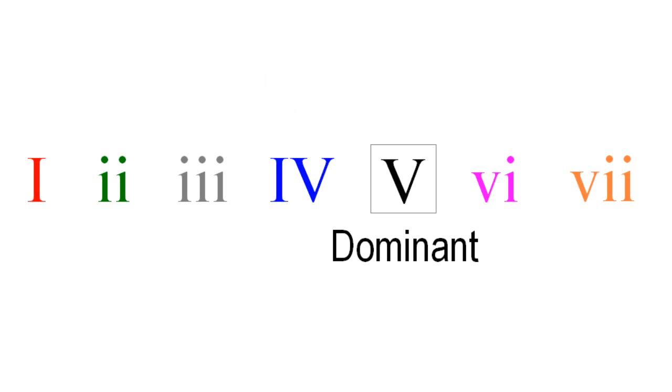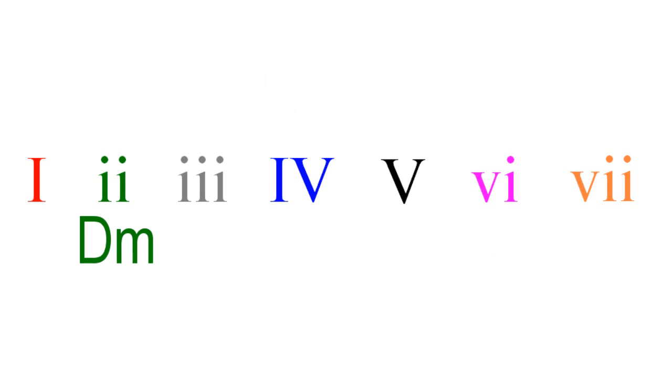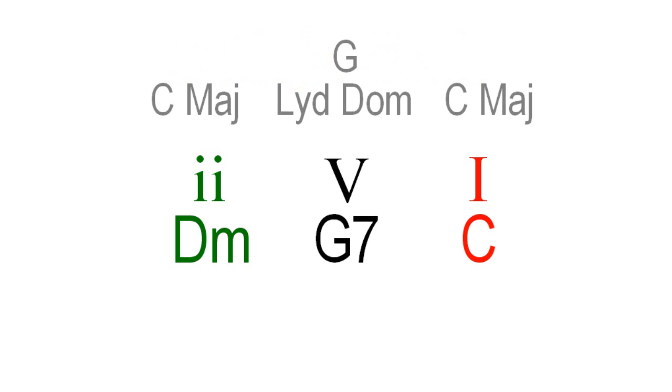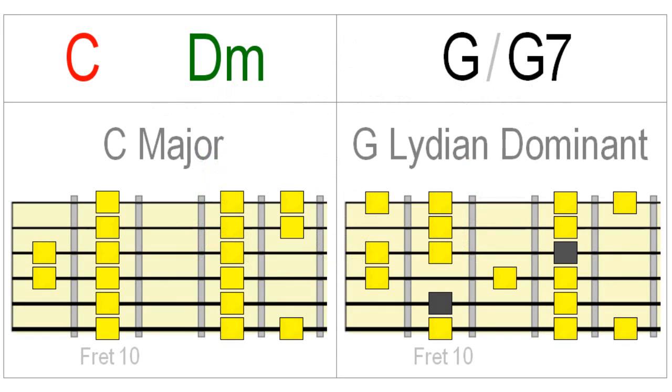Let's say we had a 2-5-1 sequence in C major. That's D minor, G major or G7, and C major. You could simply play the C major scale or C major pentatonic over the entire sequence, since these 3 chords contain notes from the C major scale. But instead, we can try using G Lydian dominant over that G7 5 chord before that C major resolution.